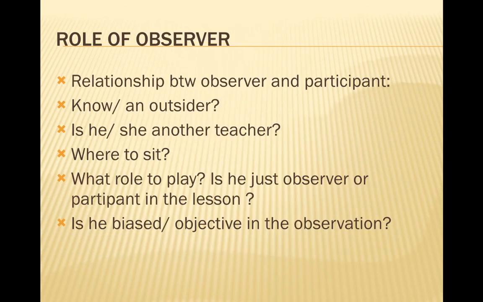There is actually a fundamental role of the observer. Here are some questions that we need to give importance to. First, the relationship between the observer and the participant. Is he known? Is he an outsider? Is he or she another teacher? Another question, for example, is where to sit, meaning the place where we arrange and manage the seating, and what role to play. Is he just an observer, or is he included as a participant in the lesson itself? Also, we're talking about the idea of objectivity and subjectivity. The observation is said to be objective or biased itself.